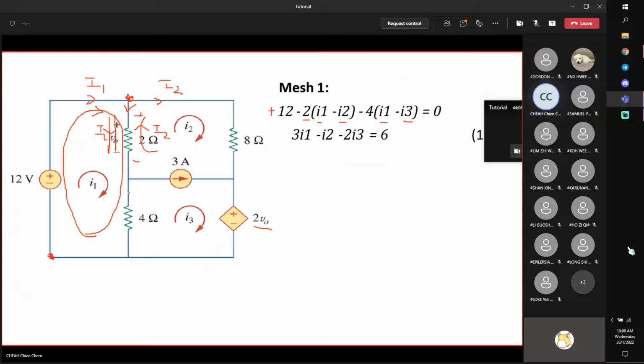Next, when you come to this branch, the current is not I1 minus I2 anymore, right? Be careful. This is I3, and this is I1, right? Therefore, downward directions, I follow this path. Downward directions, this should be I1 minus I3.